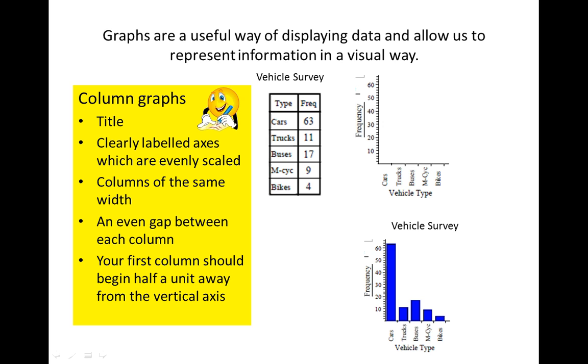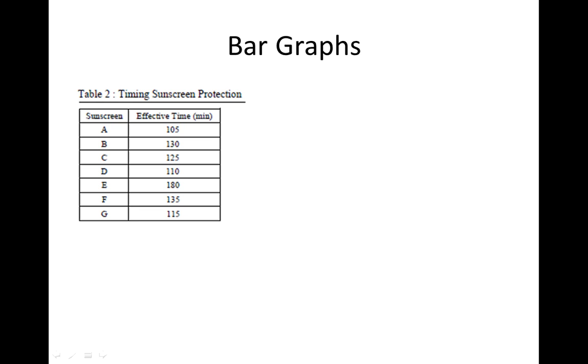Okay, now those points that you've written down there in yellow are going to be really quite similar for when we draw a bar graph as well. So let's have a look at an example of a bar graph. Now bar graphs are very similar to column graphs, except that we are going to have a number of horizontal bars, not vertical columns, when we draw them.